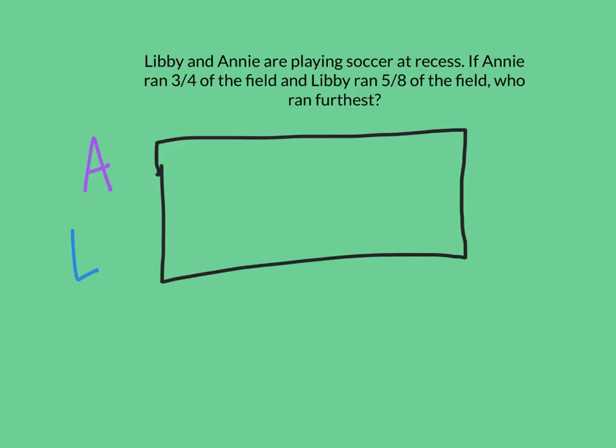Now I'm going to show you how I solved the problem. Let's say that this box represents the field that Libby and Annie are running on. We know that Annie ran 3/4 of the field, so let's divide the field into 4 pieces. And we know that she ran 3 parts of 4 parts of the field. So the purple is going to represent Annie. We're going to shade in 3 parts. 1, 2, 3.